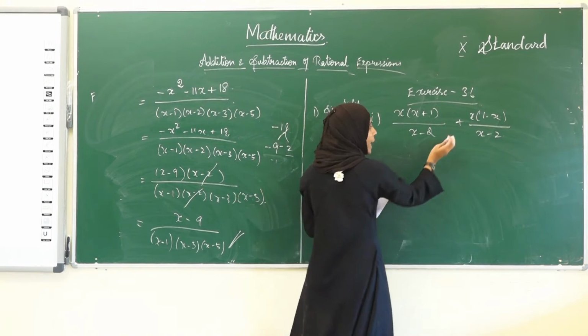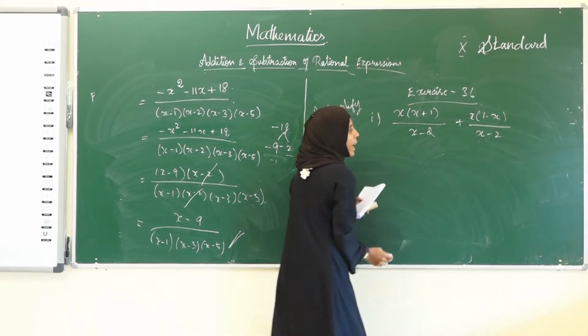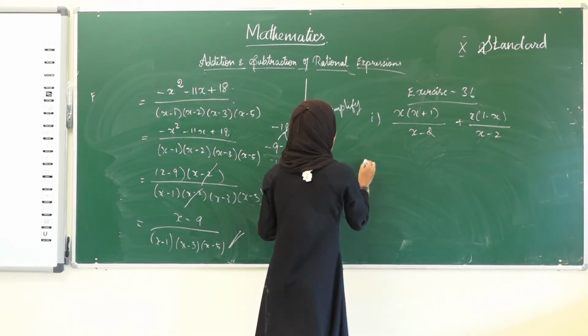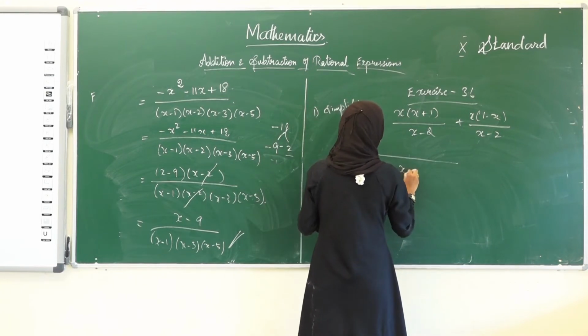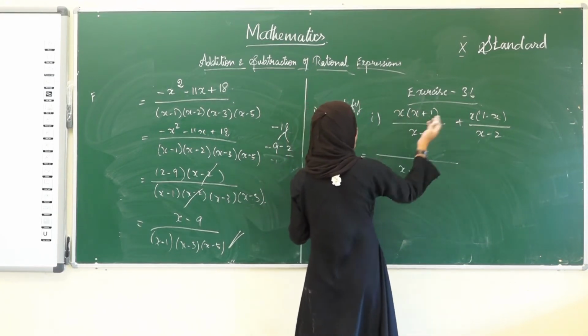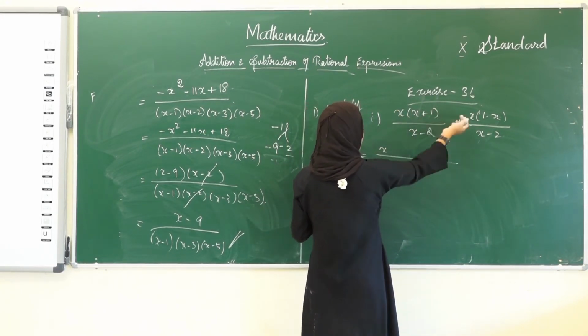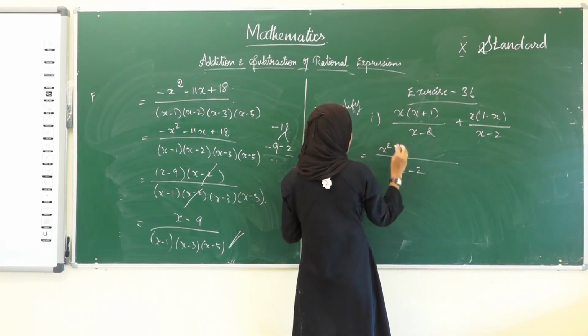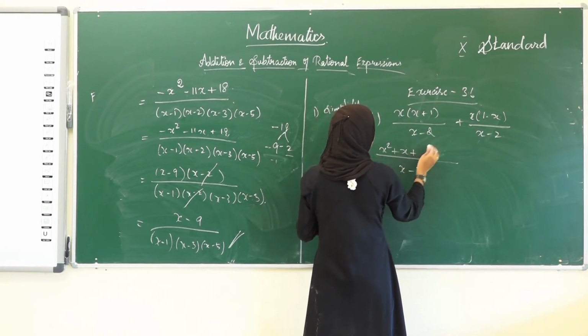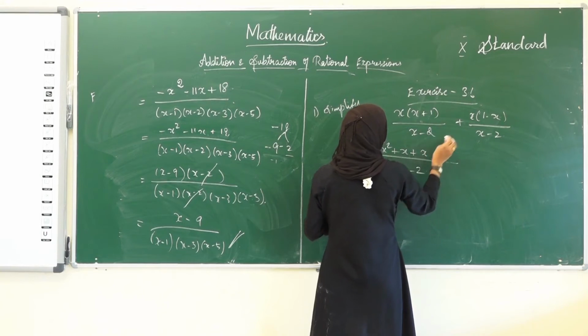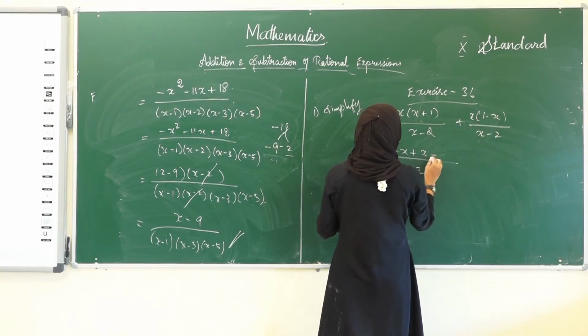See, we have to add these two rational expressions. We have the denominators as common. So, it will be very easy. Take the denominator as it is, x minus 2. Now, we are going to perform addition in the numerator. So, first multiply this: x square plus x into 1 is x, minus x into x is x square.